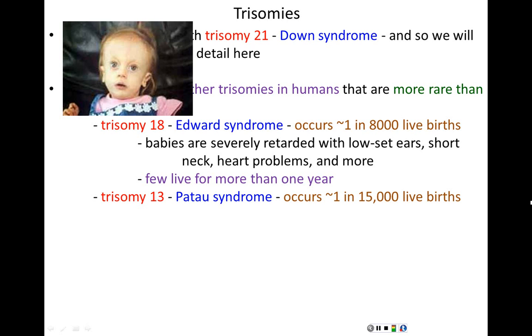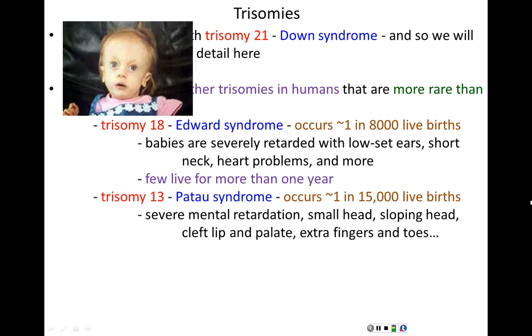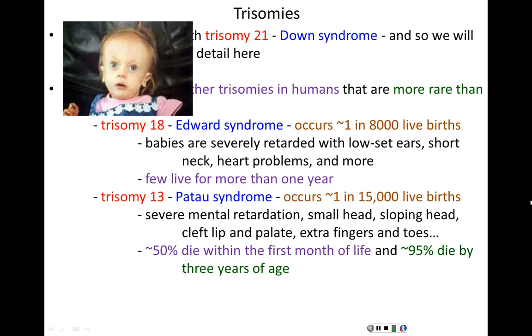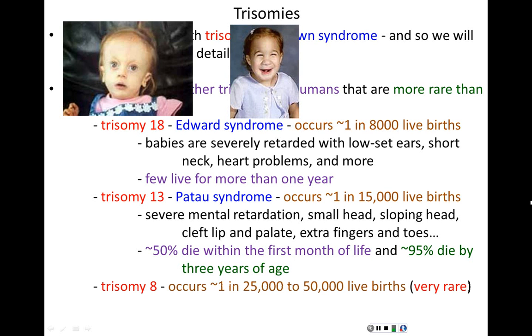Trisomy 13, or Patau syndrome, is even more rare, about twice as rare as Edwards syndrome, occurring about once in every 15,000 live births. Again, severe mental and cognitive defects, very small head, sloping forehead. Individuals tend to have a cleft lip and cleft palate. Sometimes we have polydactyly, extra fingers and extra toes. 50% of these individuals die in the first month of life. It's just so sad to talk about this stuff. 95% of those with Patau syndrome die by the 3rd year of age. And here is an individual with Patau syndrome.